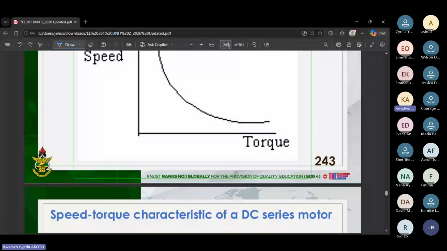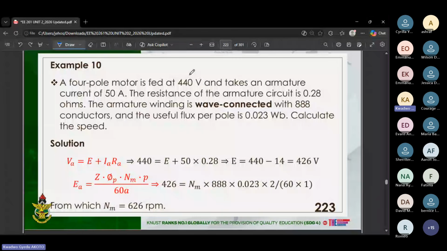A 4-pole motor is fed at 440 volts and takes an armature current of 50 amperes. The resistance of the armature circuit is 0.28 ohms. The armature winding is wave connected with 888 conductors, and the useful flux per pole is 0.023 Weber. Calculate the speed. So this is very simple, right? Everything we need has been provided.